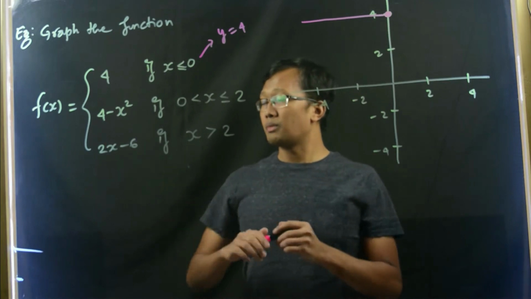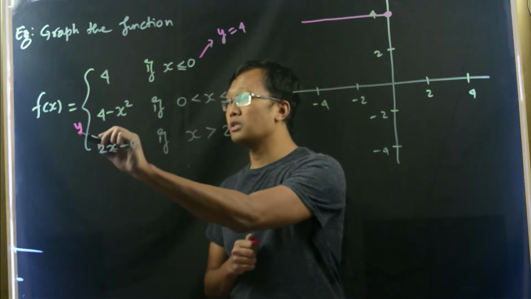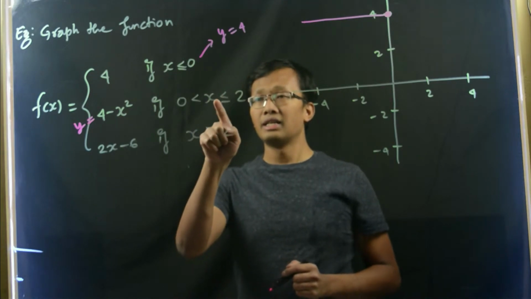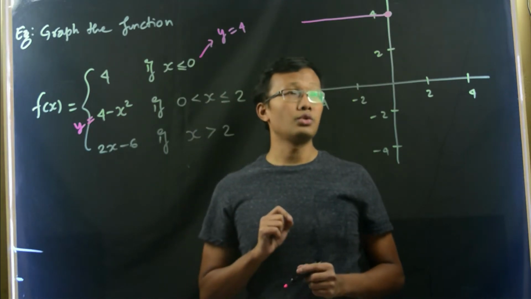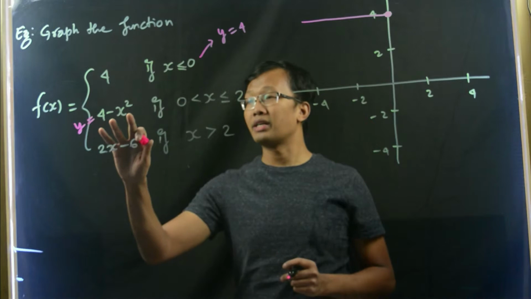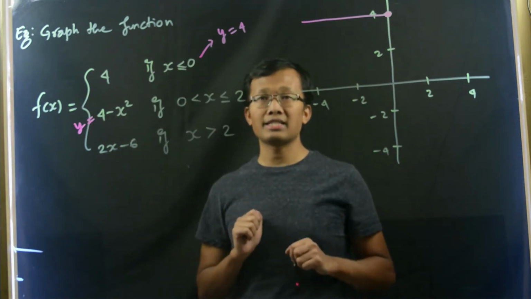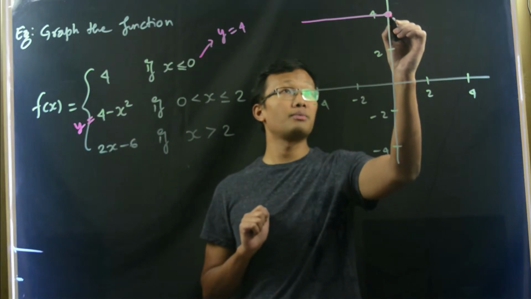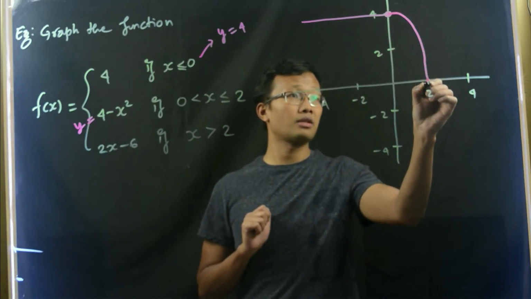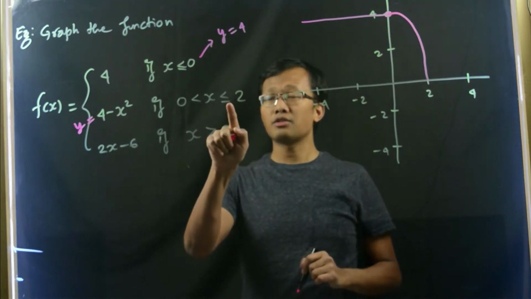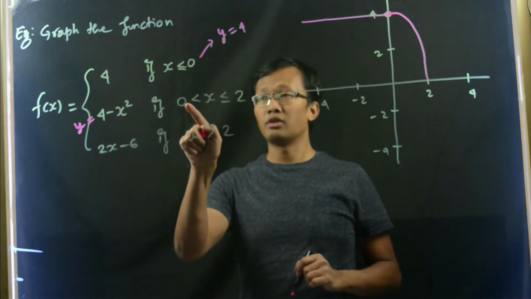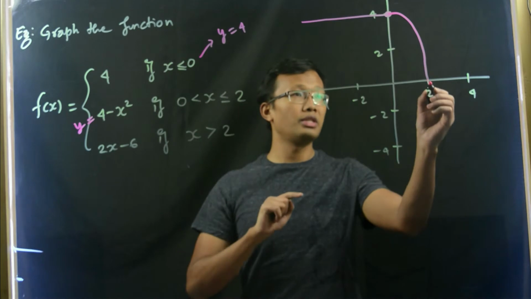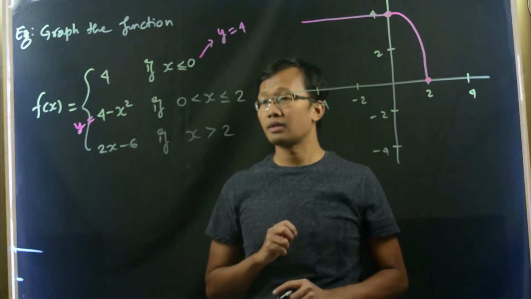Now for the second formula we have y equals 4 minus x squared for 0 less than x less than or equal to 2. This quadratic curve will meet the x-axis at 2 and -2. Thus our graph would be something just like this one, and here we don't include 0, but that's fine. x less than or equal to 2 means we need to include this point.